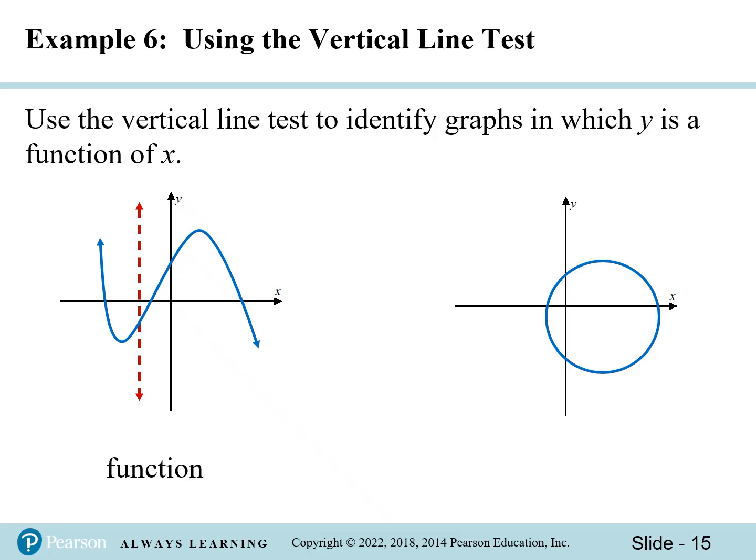For B, or D, excuse me, on your paper it's D, if I draw a vertical line, I can cross in 2 places, therefore it's not a function. Circles are not functions.